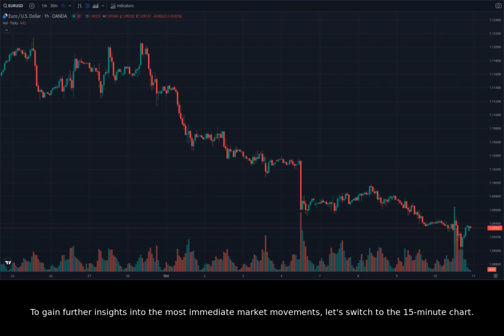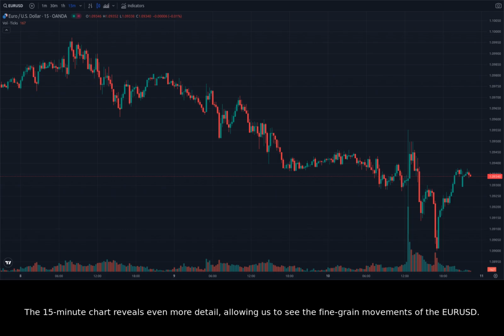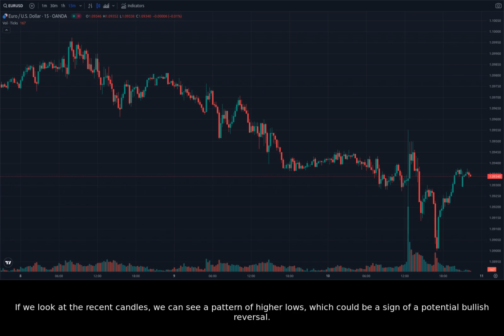To gain further insights into the most immediate market movements, let's switch to the 15-minute chart. The 15-minute chart reveals even more detail, allowing us to see the fine-grained movements of the EURUSD. If we look at the recent candles, we can see a pattern of higher lows, which could be a sign of a potential bullish reversal.